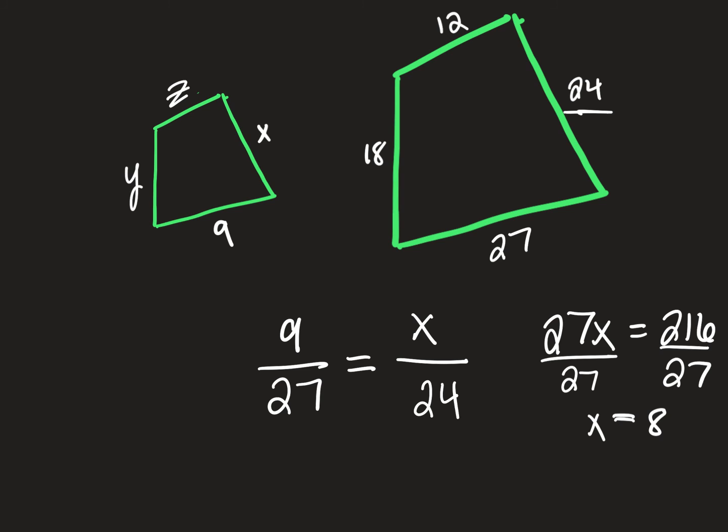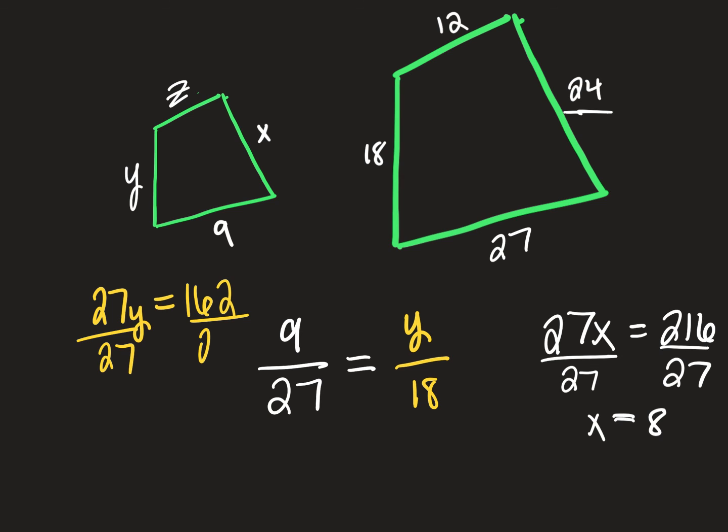Okay, and then let's go ahead and repeat that process. So we're going to still use this same fraction here. I am just going to erase this. And so, again, I'm going to do y in a different color. So let's do y over a corresponding side, which is 18. So then we get 27y is equal to 9 times 18. It's equal to 162. Divide by 27. So y is equal to 6.